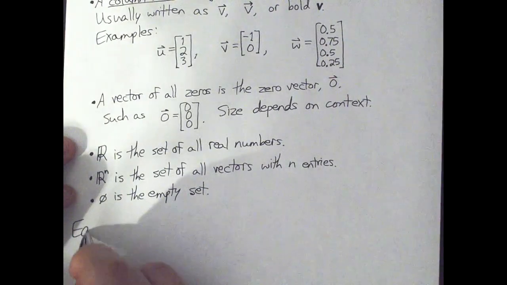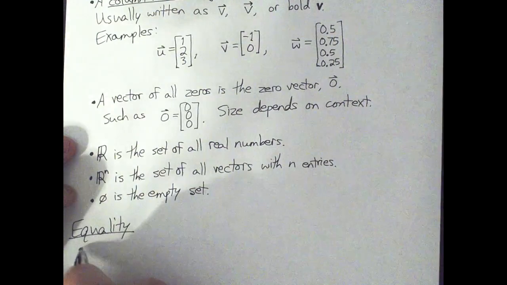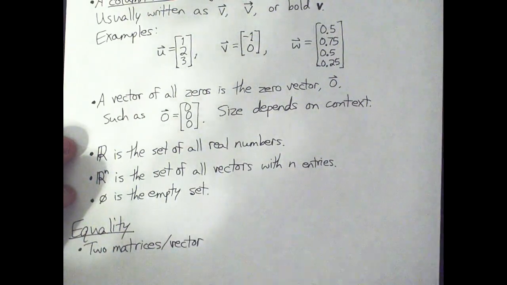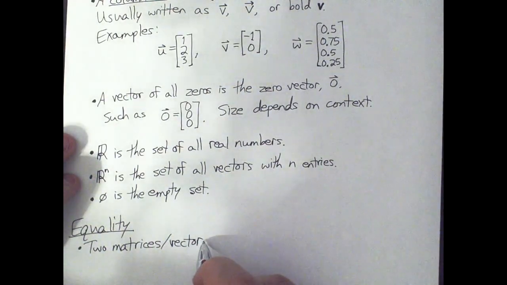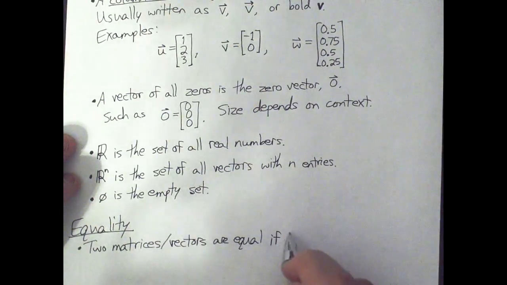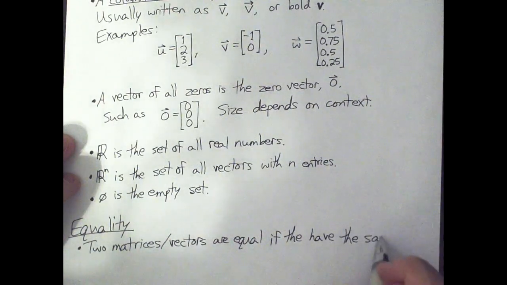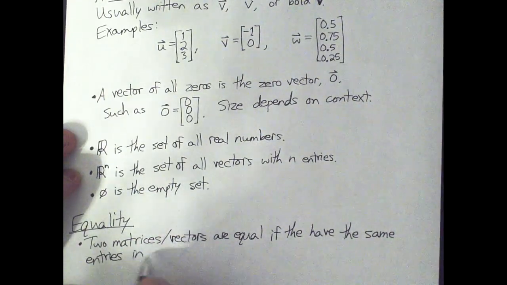Now, let's talk about equality. Equality of matrices. So 2 matrices, I'm going to say slash vectors. We know that a vector is just a matrix of a certain shape. 2 matrices or vectors are equal if they have the same entries in the same positions.